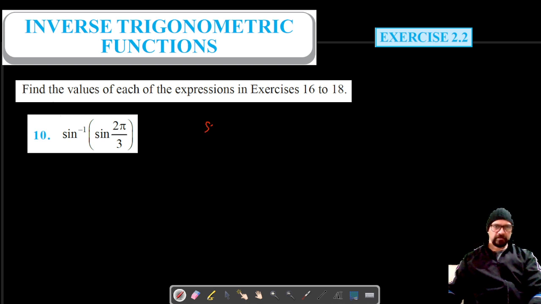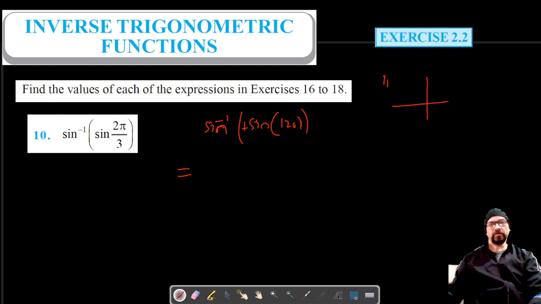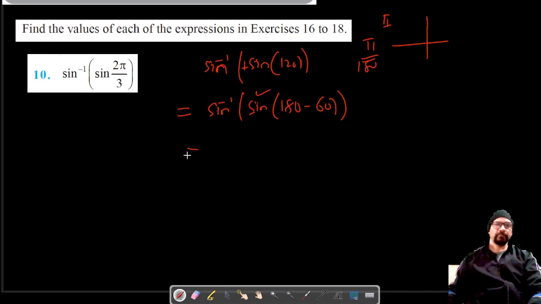So this is sine inverse of sine of 2 pi by 3, which is actually 120. And sine is positive, we all know, in the second quadrant, and to stay in the second quadrant, it has to be the angle. So now I can write pi means 180. So 120 can be written as 180 minus 60, so that we stay in the second quadrant, for which the sine is positive. And now this is sine inverse of sine.